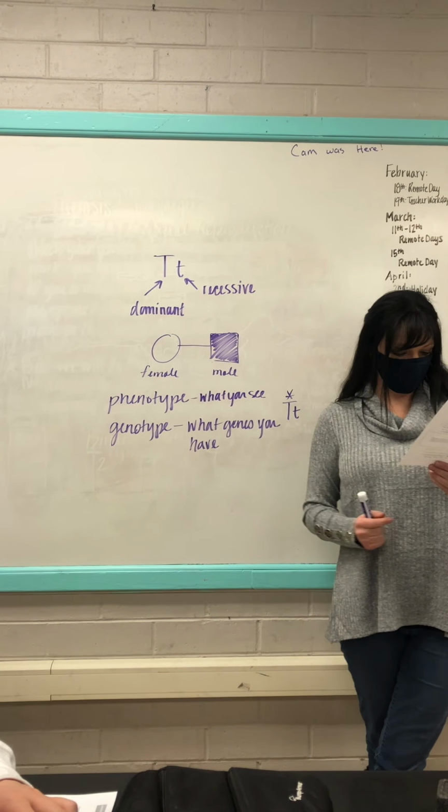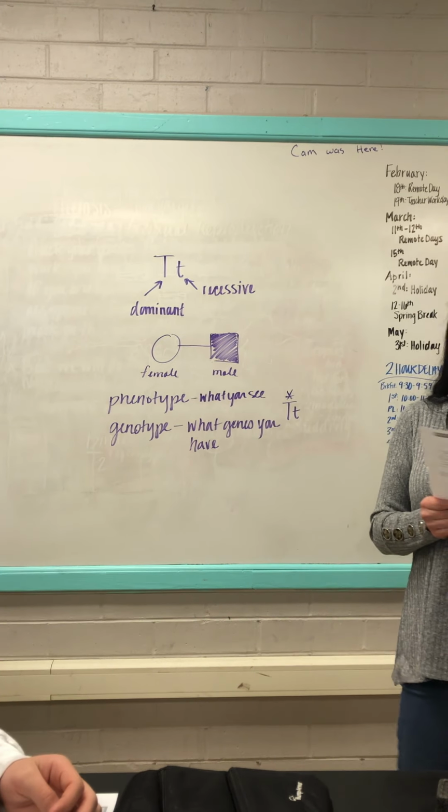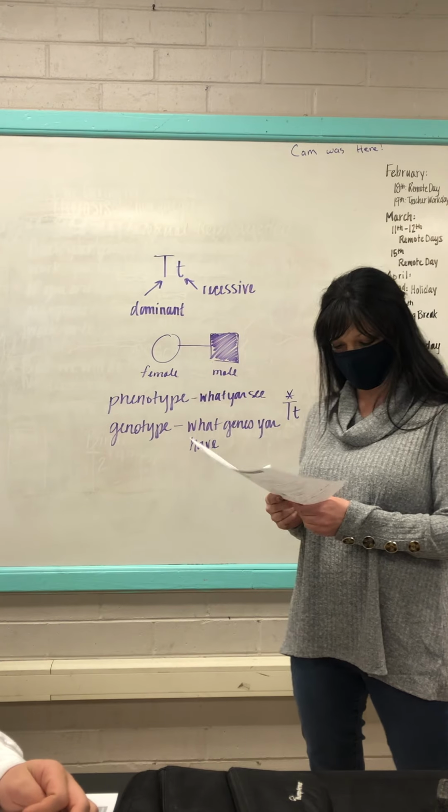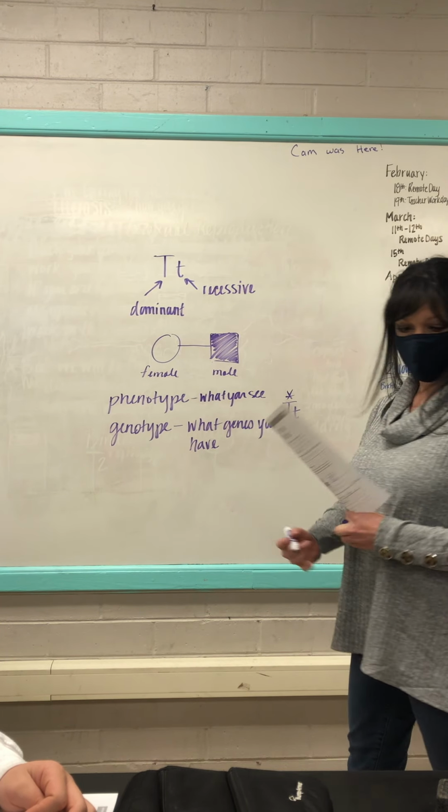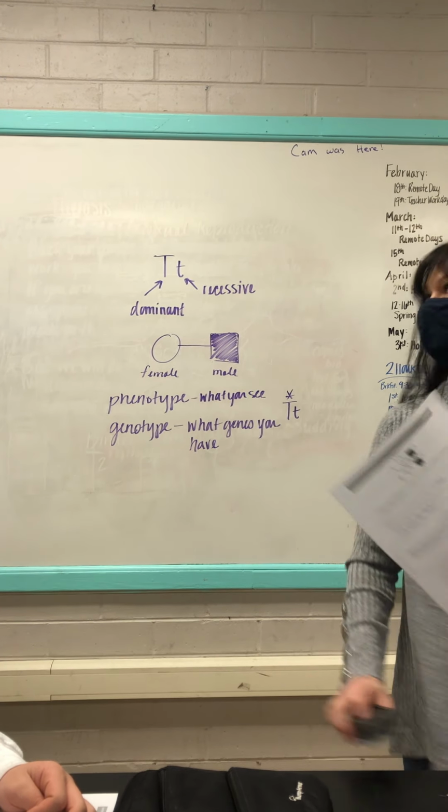Okay, 18. Circle the genotypes that represent a female with a sex-linked recessive trait. Okay, with sex-linked traits, you're looking at the chromosomes.